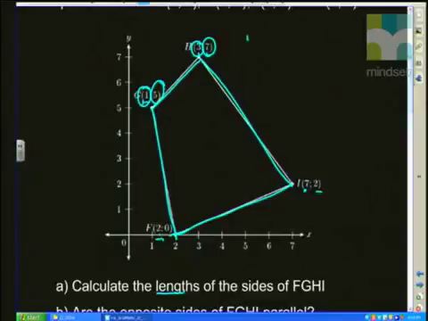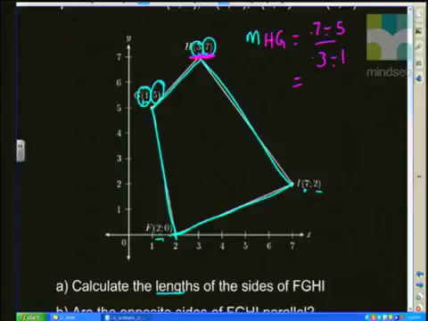Okay, so I'm going to do it up here. We've got the gradient of HG. Now remember, with your gradient, it's y2 minus y1 all over x2 minus x1. The only thing here, guys, is be careful with your signs and remember to get your order correct. So if you're starting with the coordinates at point H, then you need to make sure you get both the x and the y coordinates down first and then go to point G. All right, so 7 minus 5 is going to give me 2. 3 minus 1 is 2. So that just gives me the gradient of HG is equal to 1.